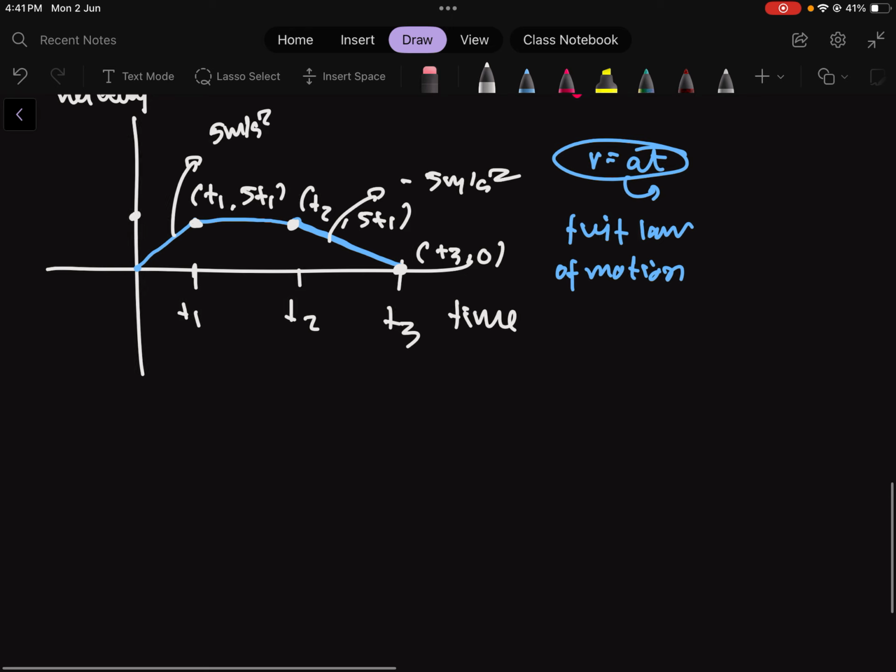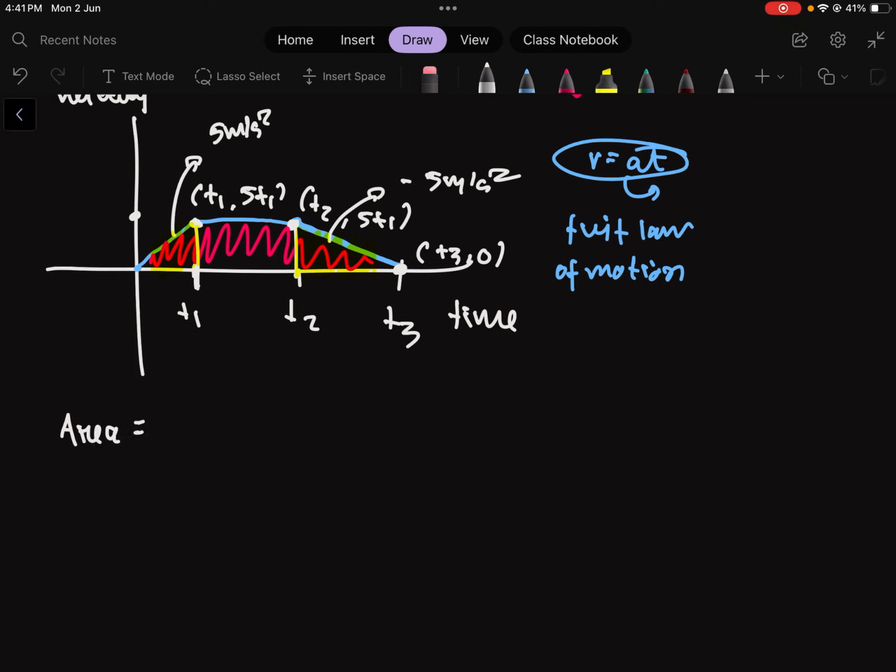Now if you look at it, what is the integral of v dt from 0 to t3? It's nothing but the area of this graph. So we need to calculate the area of this graph, which can be done easily. Let's just break it into one rectangle and two triangles. So the area of the graph is the sum of these two triangles and the rectangle, right?